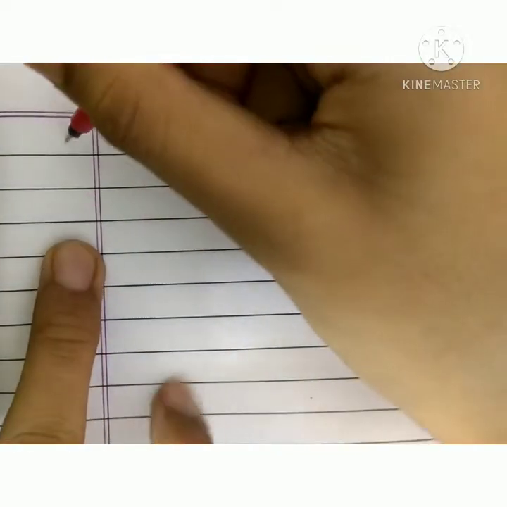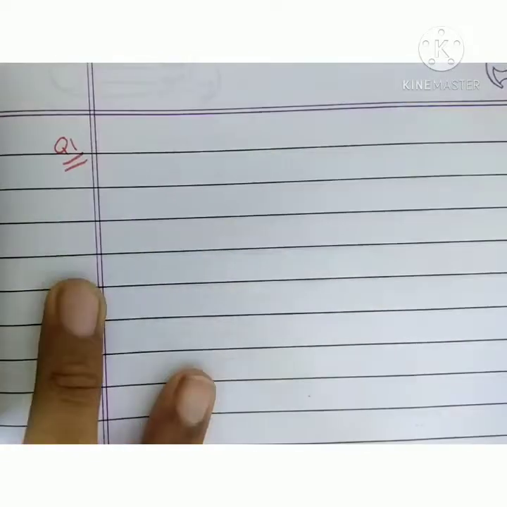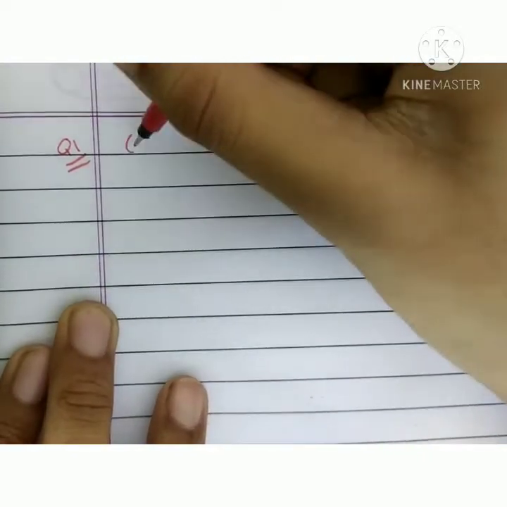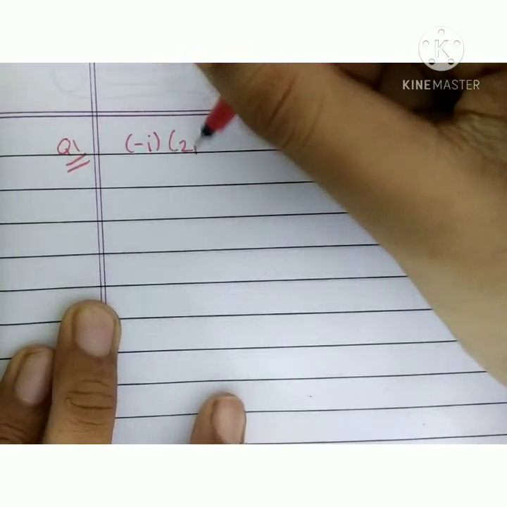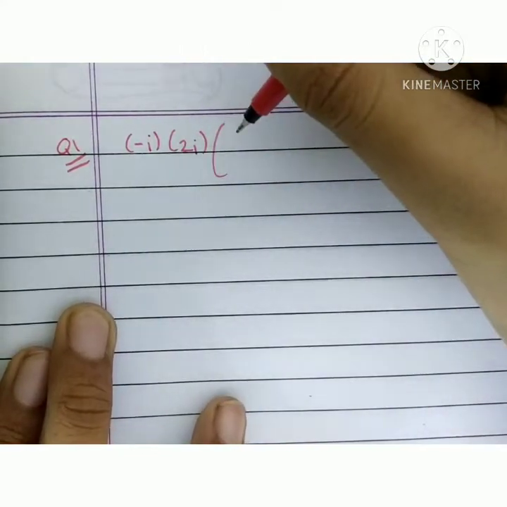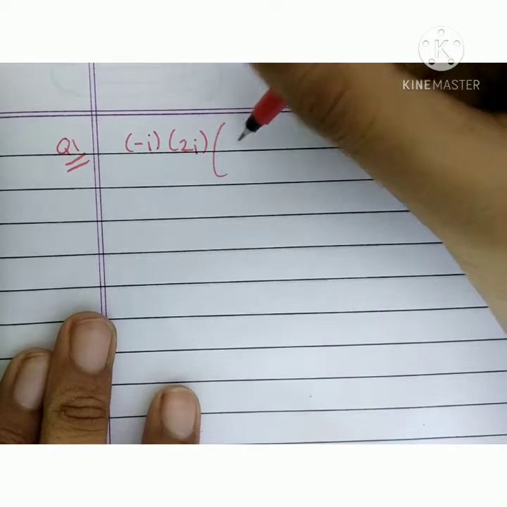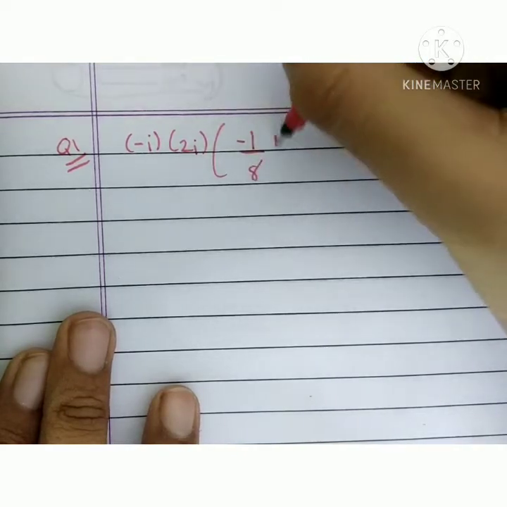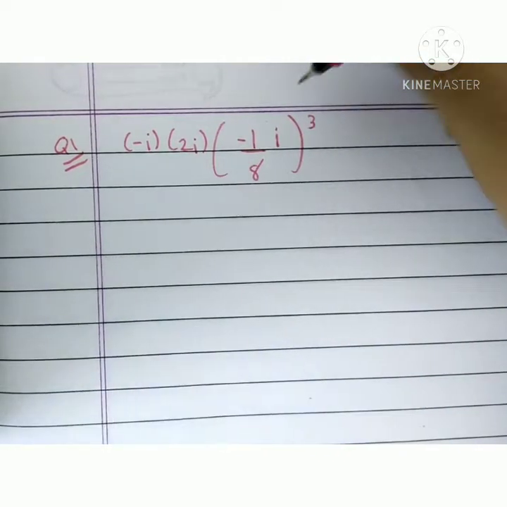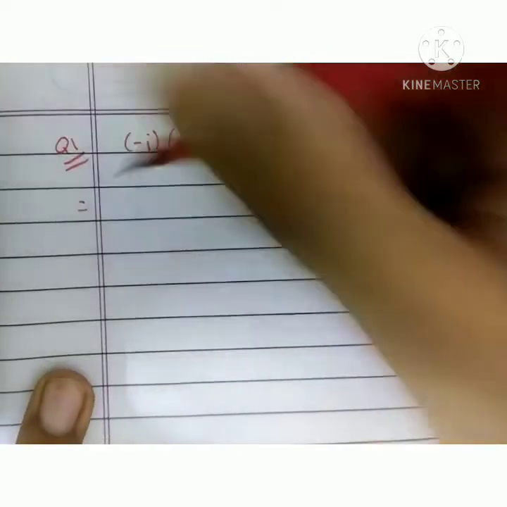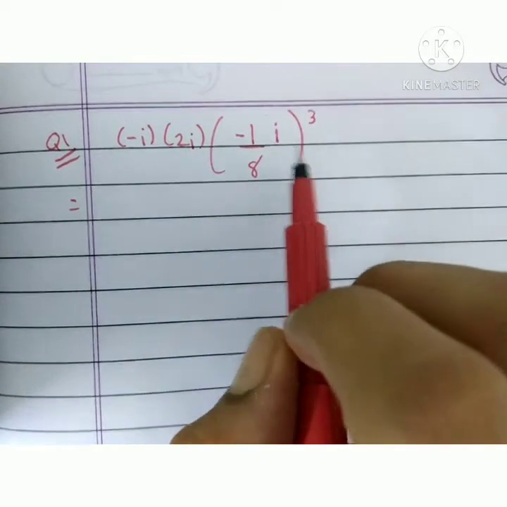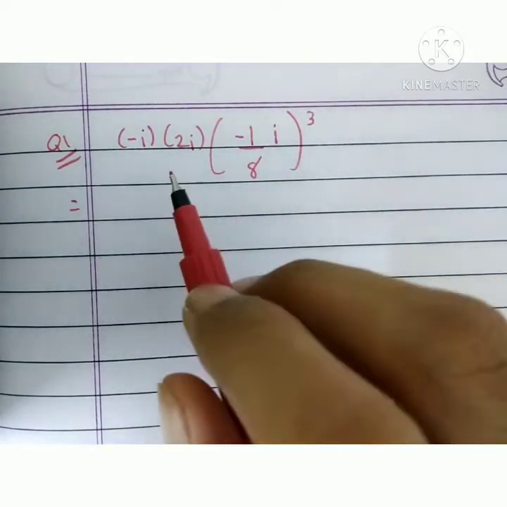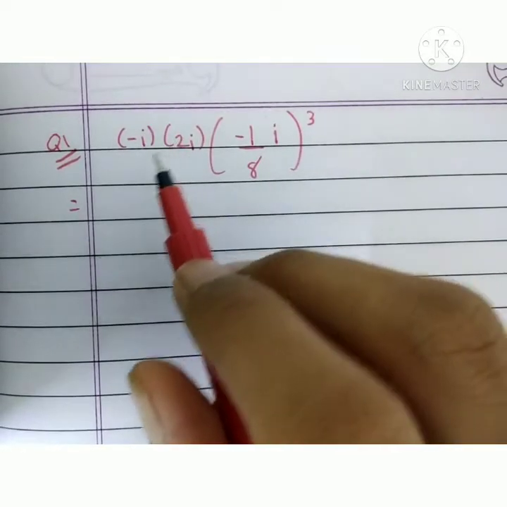Okay, so friends, consider this example. Let me take it from the book. Minus i, then 2i, and minus 1 by 8i cube. This is an example. Now let's see how you can solve it. For instance, don't put root minus 1 in this question, or else your question would become more difficult and complicated.